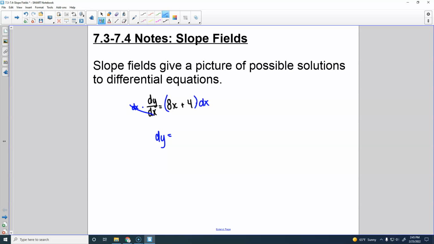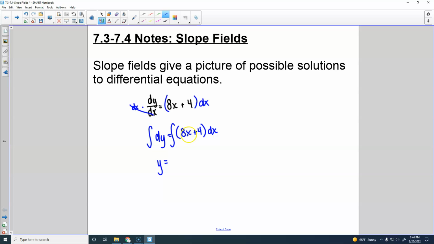Okay. All right. So if I have this 8x plus 4 dx, and a lot of you guys, whenever you're integrating, you're leaving off the dx every time. I realize it feels like it does not do anything, but especially with differential equations, it's really important that you write it. So, if I integrate both sides now, integrating dy just gives me y.